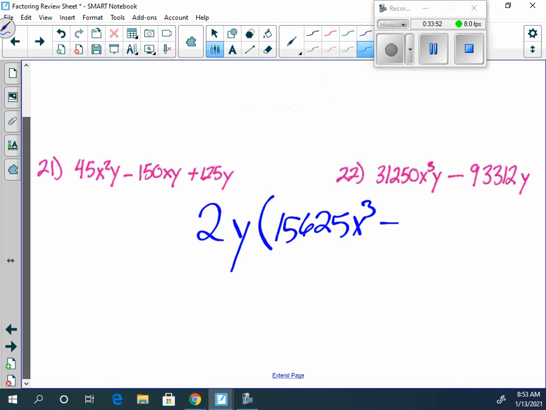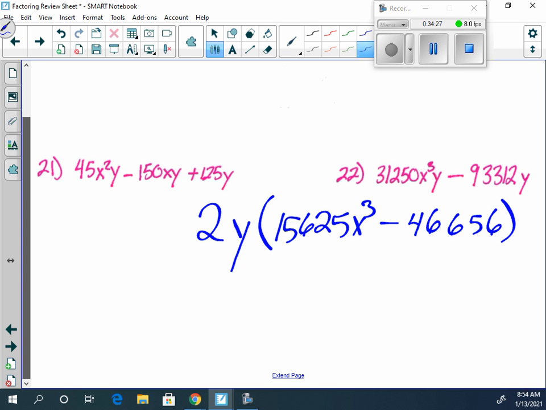Because we also factored out y. We factored 2y out of it. Now we look at the next number, and we factor 2y out. Well, we'll have 46,656, which is 93312 divided by 2. So what I did is I factored that 2 out, or you can do this in a calculator.